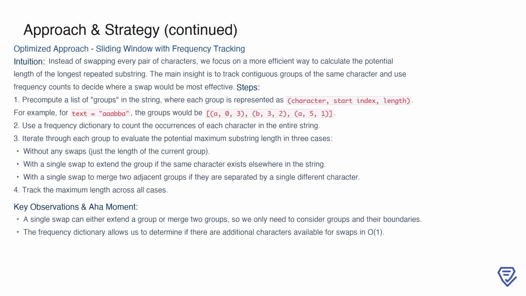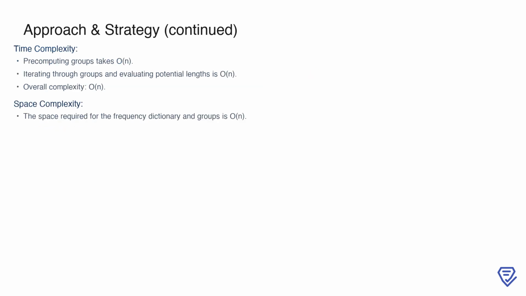A key realization here is that we don't need to consider every possible swap. Instead, we focus on groups and their boundaries, leveraging the frequency dictionary for quick lookups in constant time. When we analyze the computational efficiency of this optimized approach, it becomes clear why it's a significant improvement.